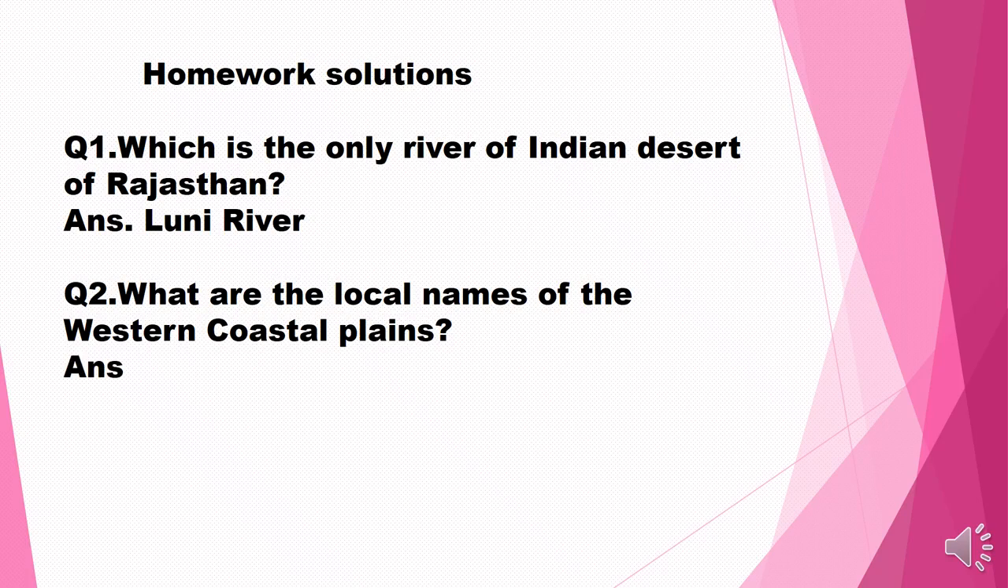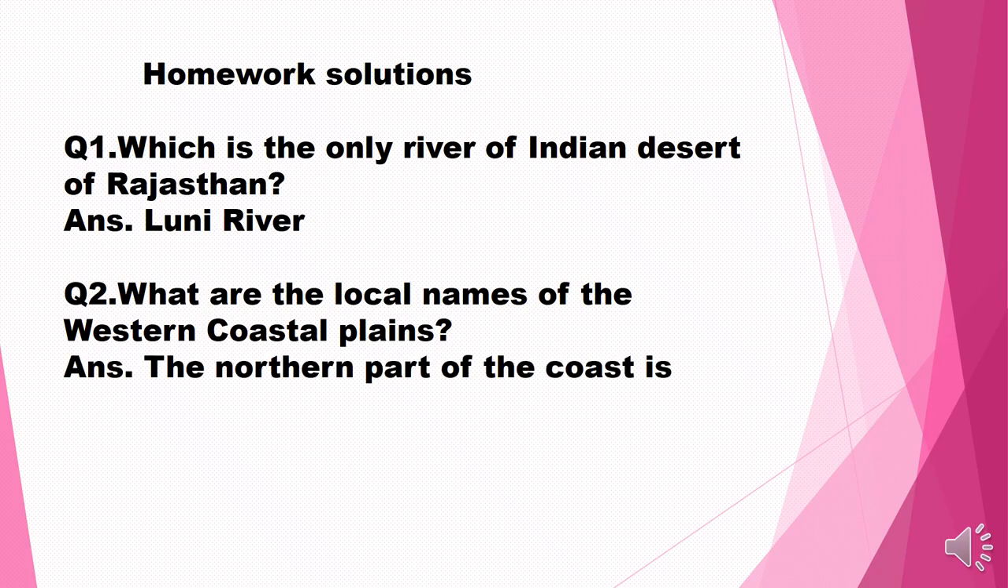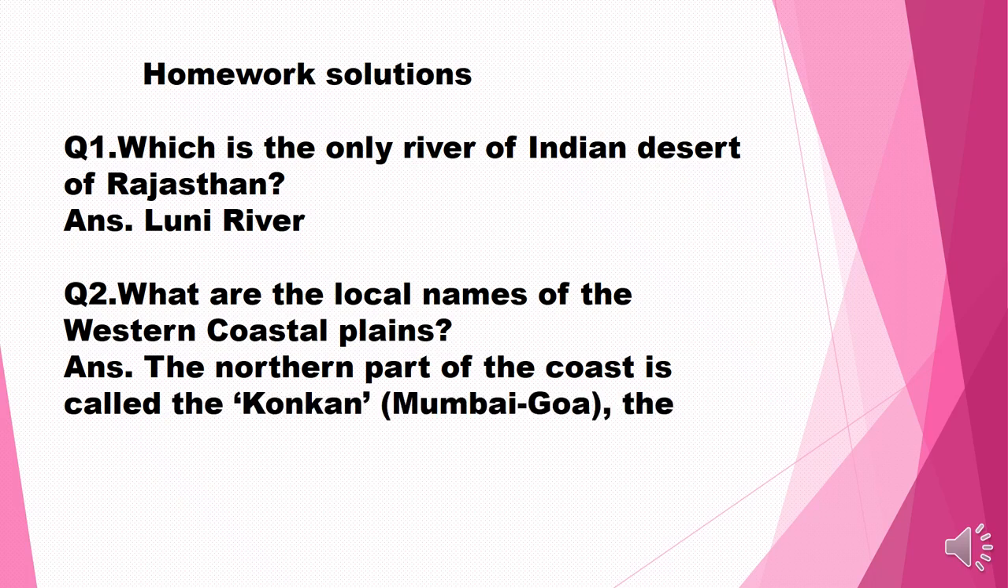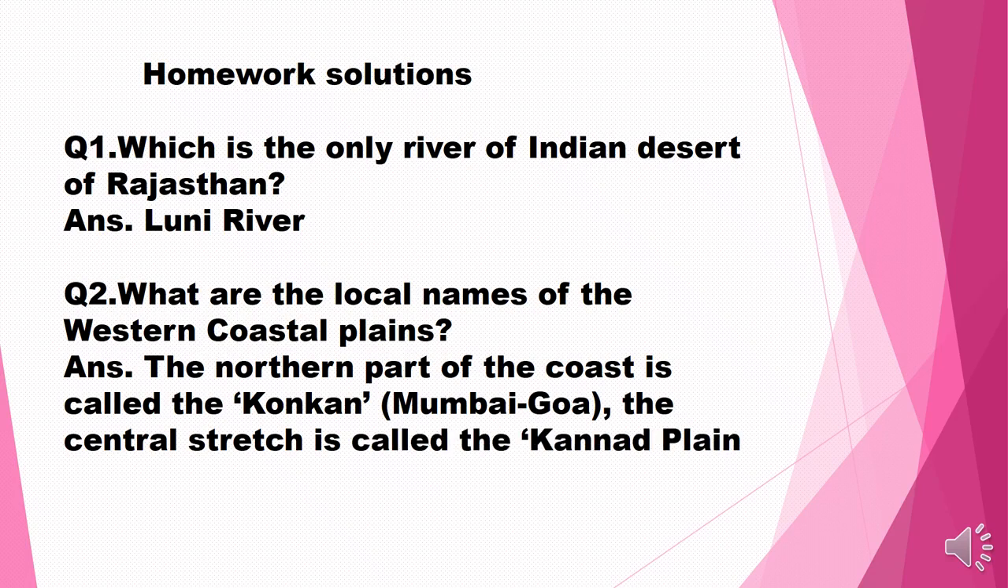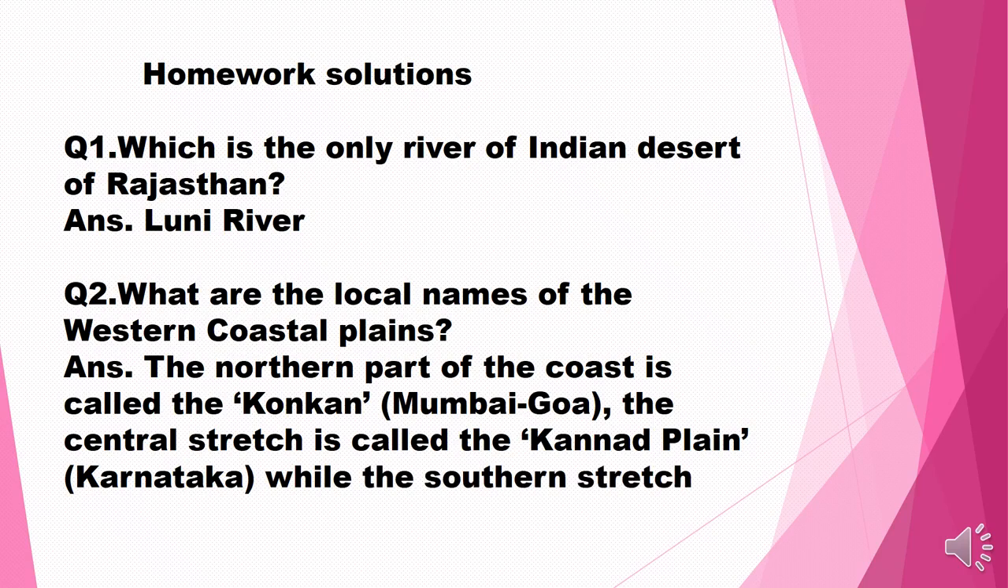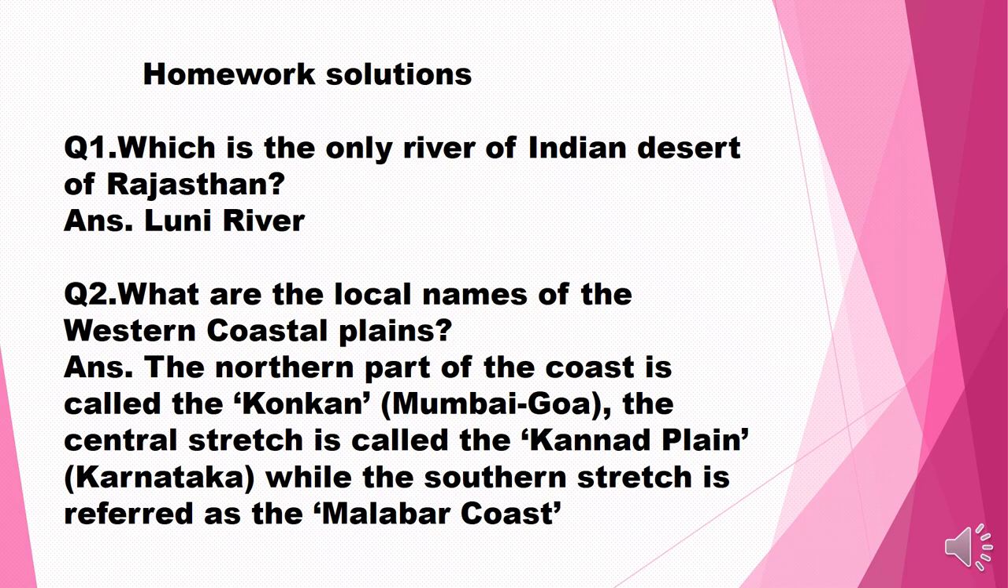The answer is, the northern part of the coast is called the Konkan, Mumbai to Goa, and the central stretch is called the Kannada Plain in Karnataka, while the southern stretch is referred to as the Malabar Coast. So these are the local names of the western coastal plain.